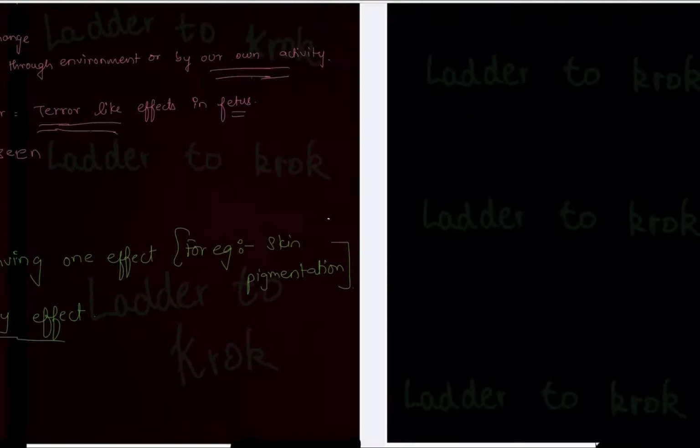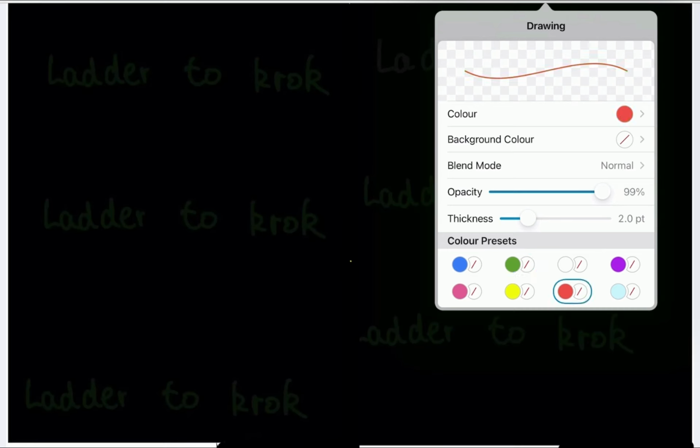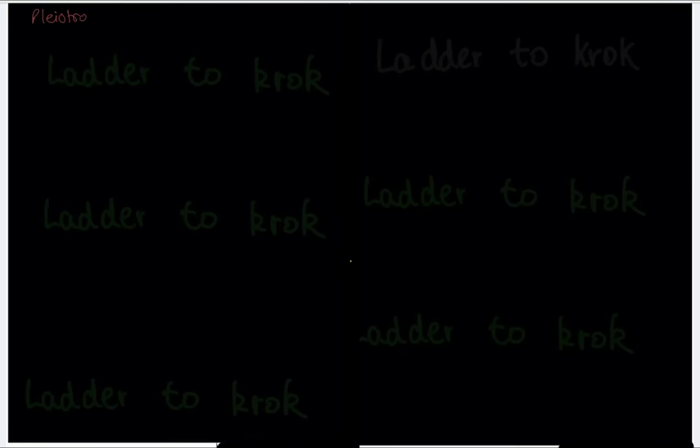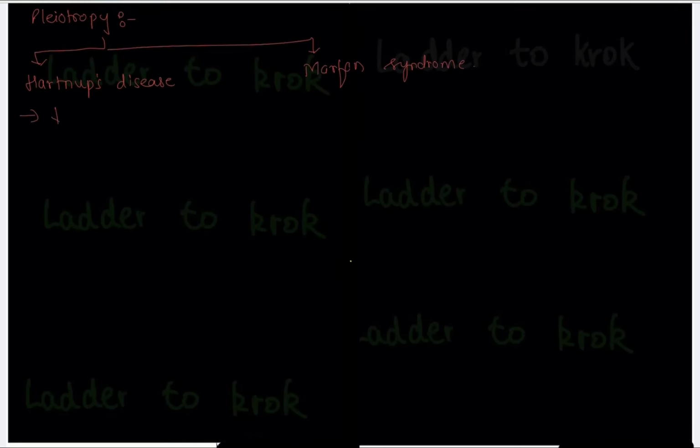For example of pleiotropy, we have two diseases. So write down these. Examples of pleiotropy are Hartnup's disease and Marfan syndrome. In Hartnup's disease, there is decreased reabsorption of tryptophan. This tryptophan gets reabsorbed in the kidney, okay? But due to this pleiotropy, this tryptophan is not reabsorbed.